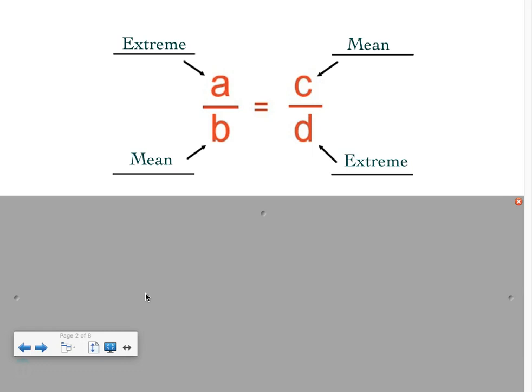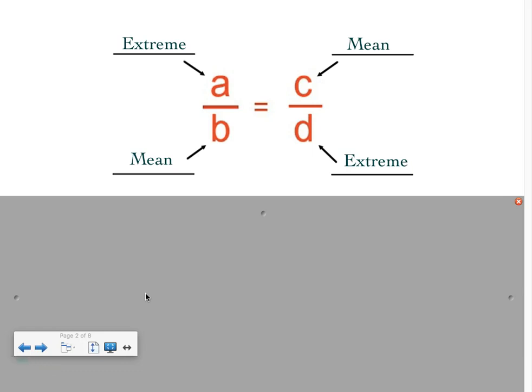A way you can remember that is when you read the proportion, I would read it A over B equals C over D. You guys see how B and C are in the middle? And middle starts with M, and so does mean. So your means are in the middle. And also this is the only time we ever talk about them, so if you forget it, that's okay.